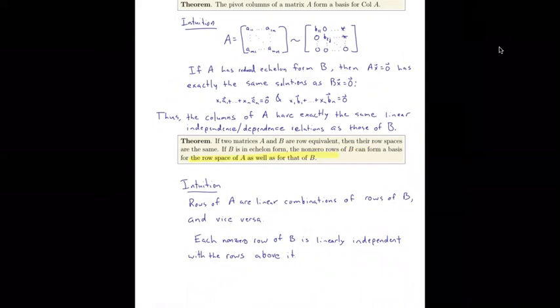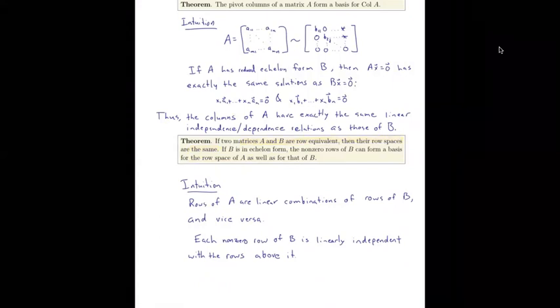So if B is in echelon form, the non-zero rows of B can form a basis for the row space of A as well as for that of B. So B forms a basis for itself, and for A as well. I won't go into all the details of this proof. I'll just get a little bit of intuition here. This first part says if A and B are row equivalent, they have the same row spaces.